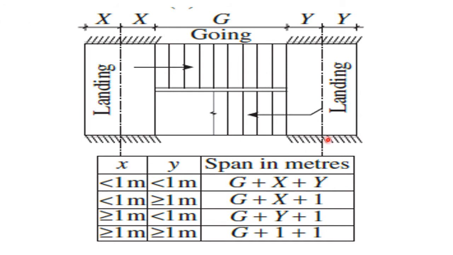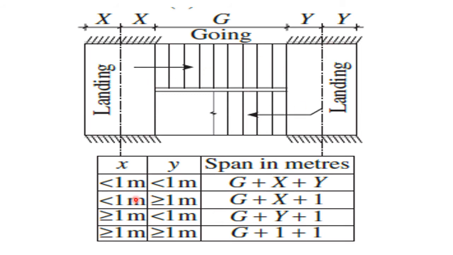Now this slide will give you the shortcut way of calculating the effective span when you have the landing at both the beginning of the staircase as well as at the end of the staircase, as well as the flight. The landing at the beginning of the staircase they have taken as y, the one at the end of the staircase they have taken as x, and the staircase flight they have taken as going, that is g. So if the width of x is less than 1 meter and y is also less than 1 meter, then the total span we are going to take is g plus x plus y.